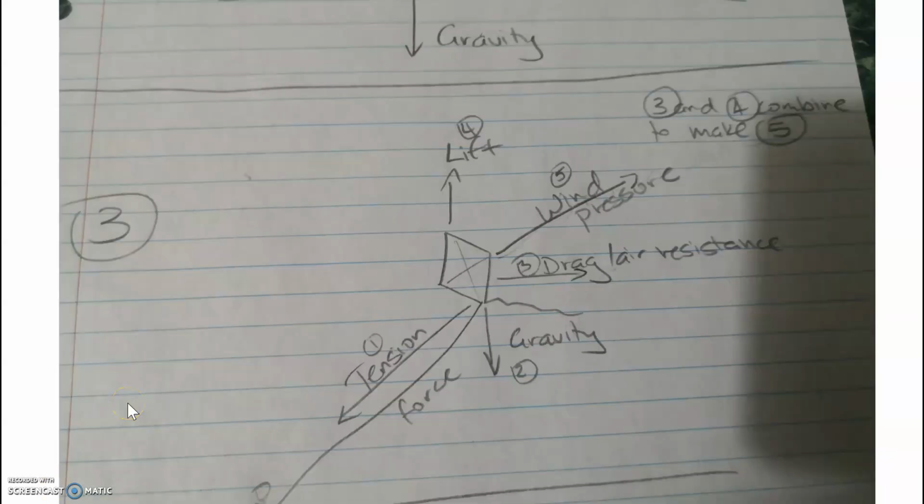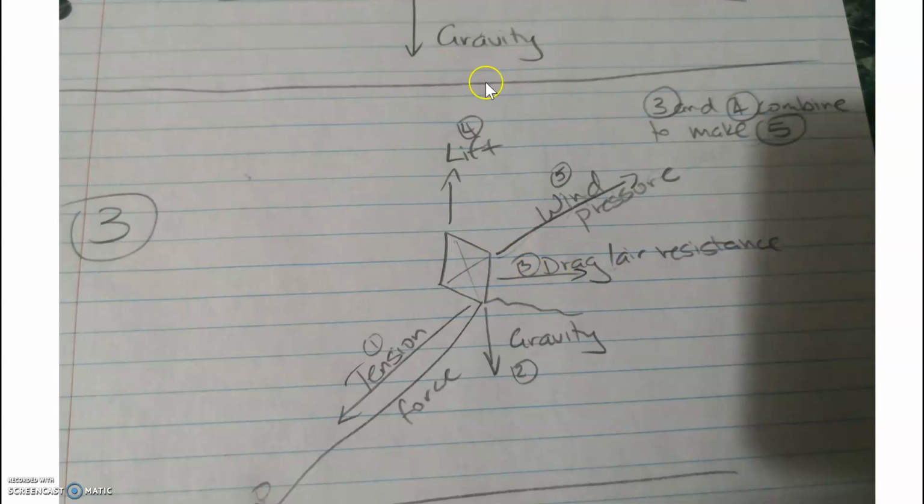And finally, here we have the kite. This one was a little bit more difficult. I included it to be a little bit tricky. So we have the tension force from the string, holding it up, like that. We have gravity, which is trying to pull it down. We have lift, which is trying to pull it up, though lift is bigger than gravity. And we also have the air resistance trying to pull it back.